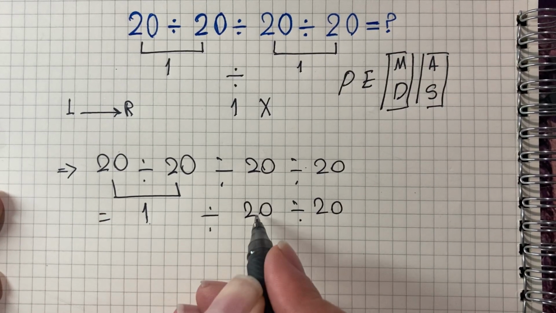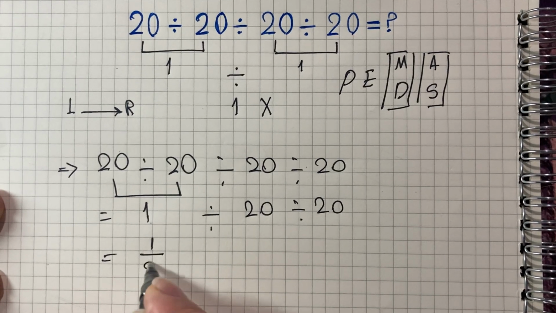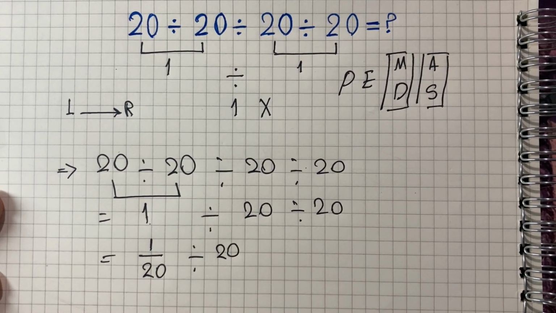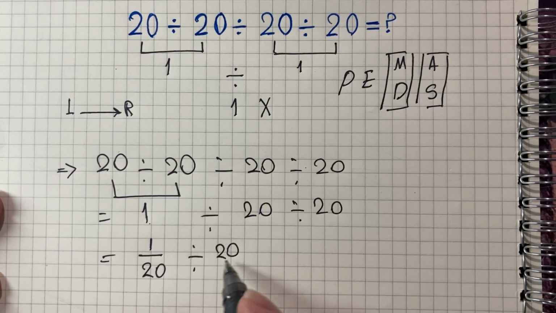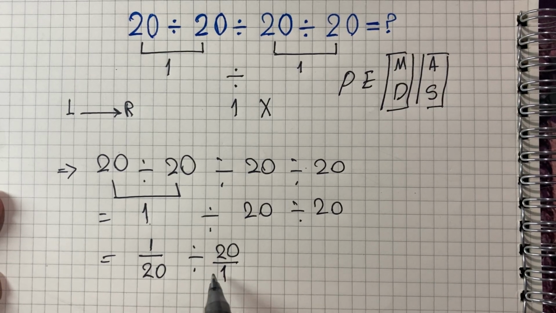Next, 1 divided by 20. This is left one. So it is gonna be 1 over 20 divided by 20, right? What is this? Division of one fraction, one number. 20 can be written in the form of 20 over 1, right? Now, division of two fractions.